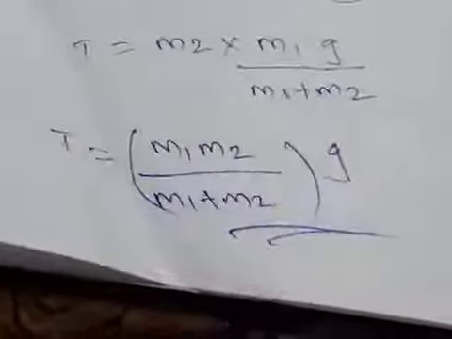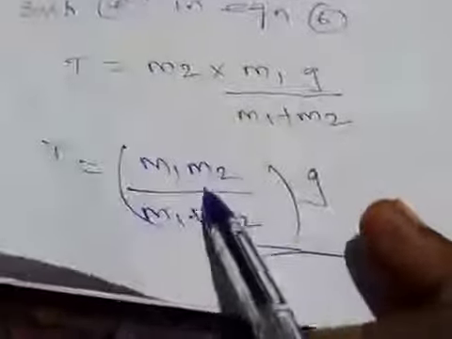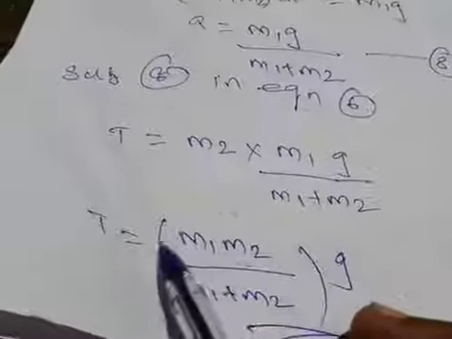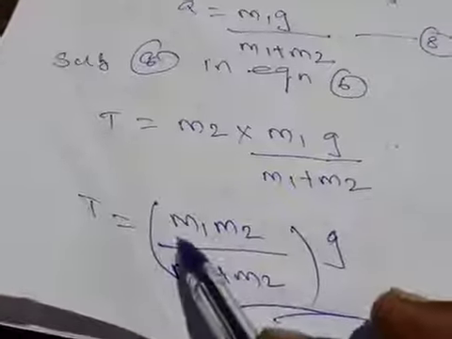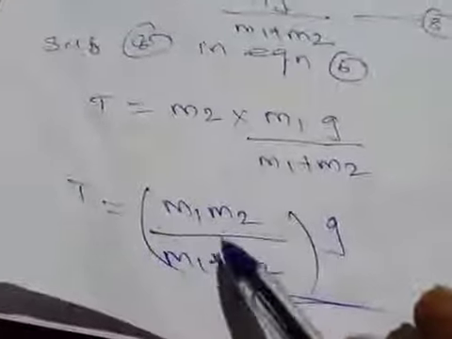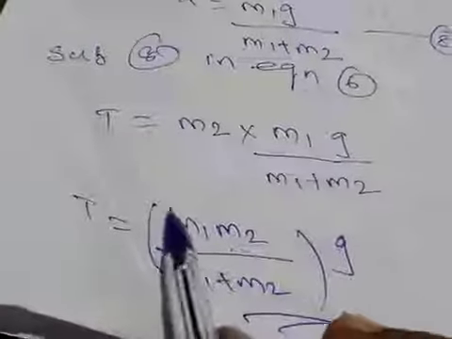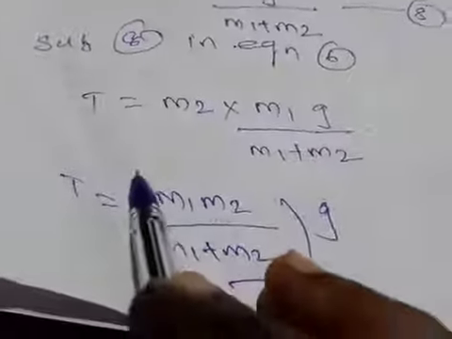So it is clear that the tension in the string for horizontal motion is half. There we got 2 M1 M2, here 1 M1 M2. So this is half the tension for vertical motion.